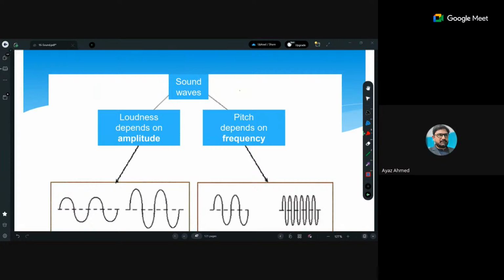Leave it. Then sound wave. Here is the very important concept, right?